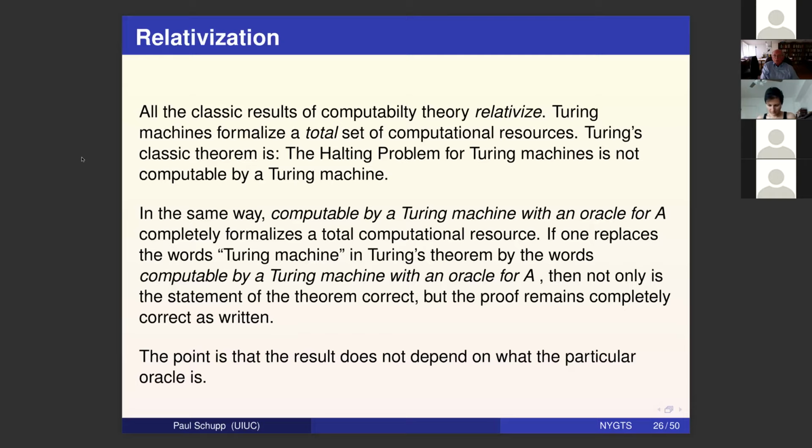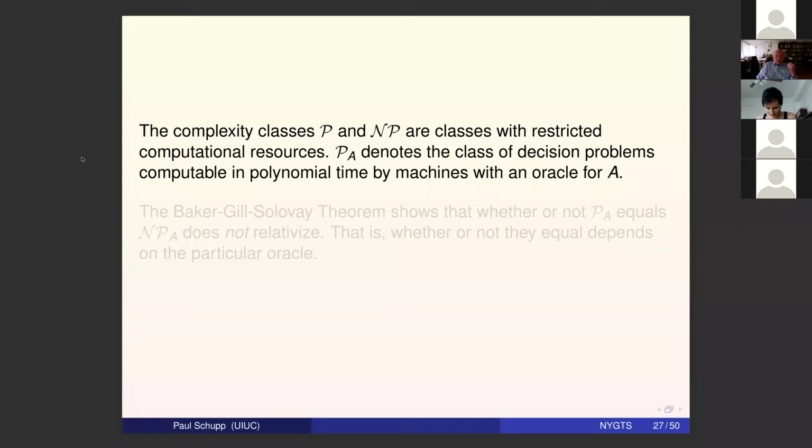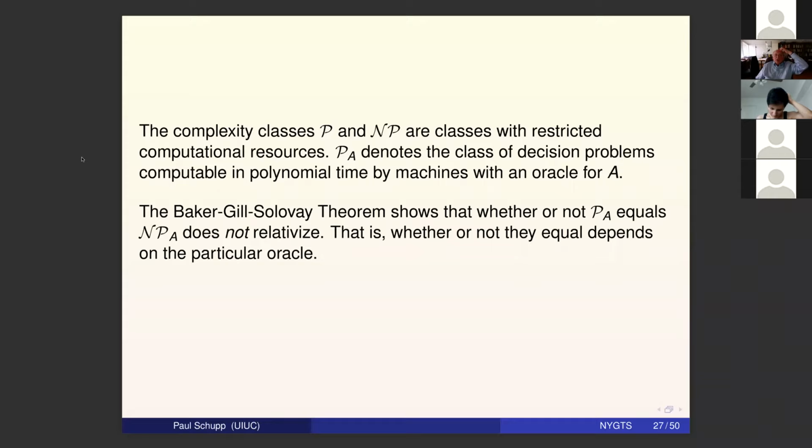This is a side which I can't resist mentioning. Of course, the complexity classes P and NP are classes with restricted computational resources. So of course, this makes sense by applying an oracle. P^A would denote the class of decision problems computable in polynomial time by machines with an oracle for A, and NP^A, et cetera. But the Baker-Gill-Solovay theorem shows that whether or not P^A equals NP^A does not relativize. So this is of interest in complexity theory, even for very computable A. They are equal for some A and different for some B.